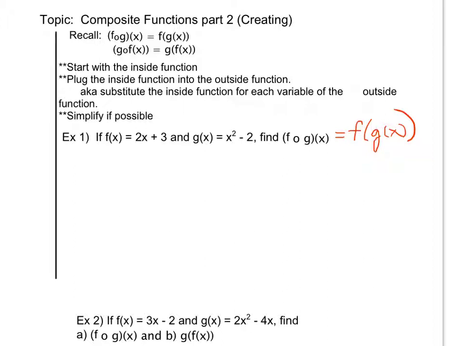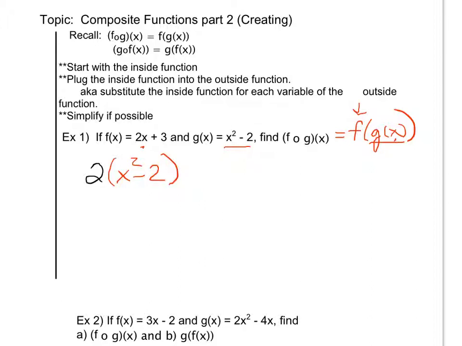So before, I took my number that was here and I plugged it into g. Since this is just an x and x is already in g, I'm now going to take that inside function, g of x, and substitute that whole function into f. I do that by placing x squared minus 2 into each variable of f. So if I start by rewriting my f, I have a 2. As soon as I hit a variable, I'm going to replace the variable with x squared minus 2.